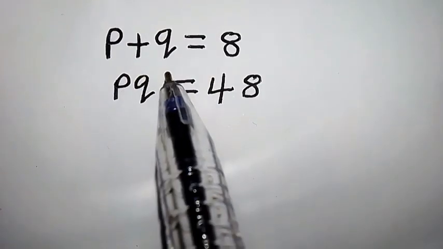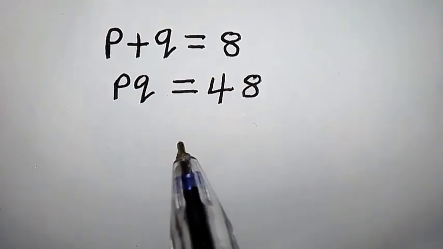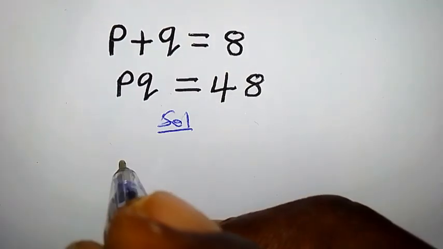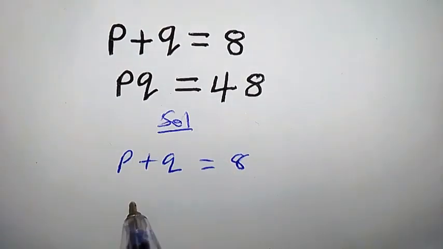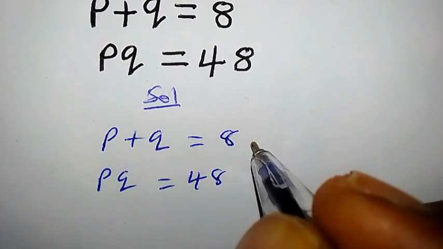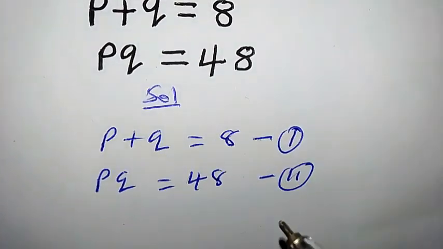Hello, P plus Q equals 8, PQ equals 48. How do we find the value of P and Q? Solution. We have P plus Q equal to 8 and PQ equal to 48. Let's call this the first equation and let's call this the second equation.